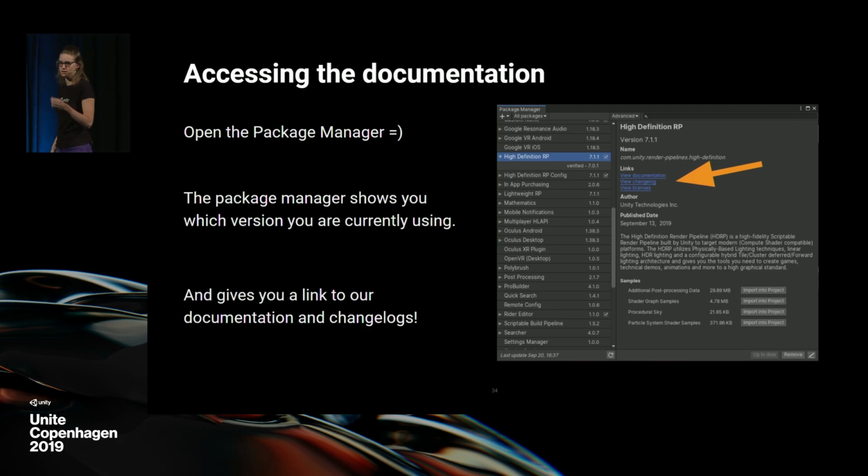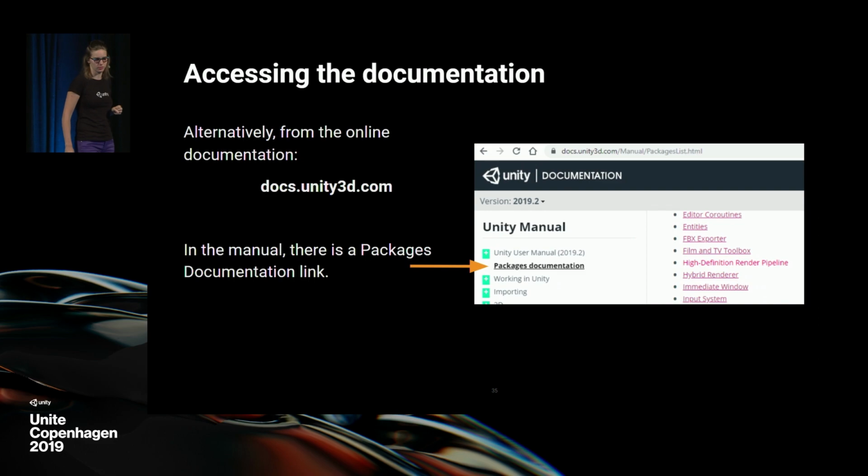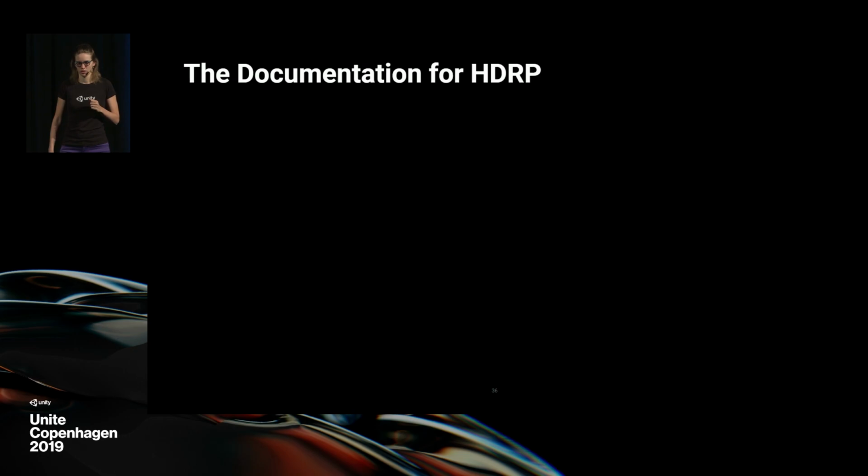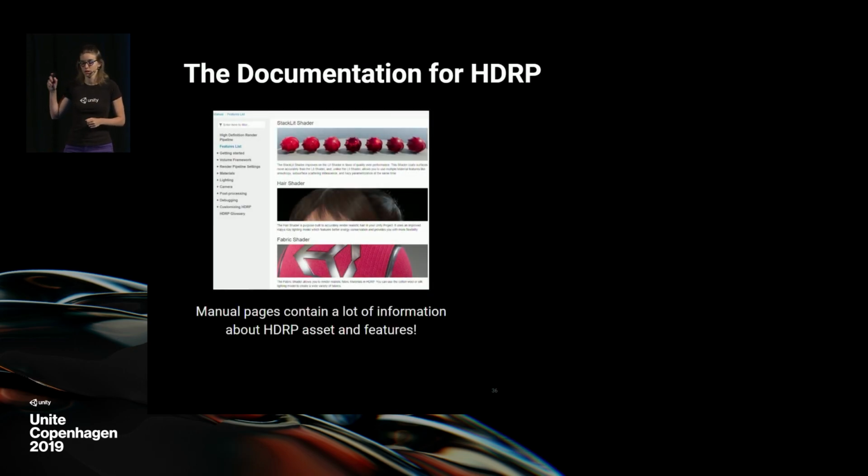They're going to give you access to two things. The first one is the documentation and the manual. The second one is the change logs. The other way to access it is through docs.unity3d.com. There is now a link to the package's documentation in case you haven't downloaded the latest package. So, what does it contain? It contains a lot of information, actually, about features, about the asset, the upgrade guides, almost anything. And it keeps on improving.